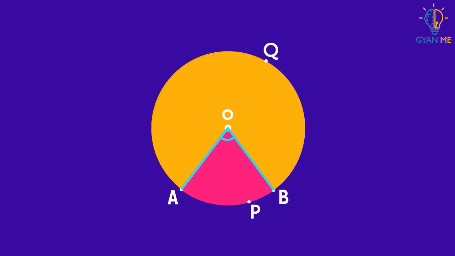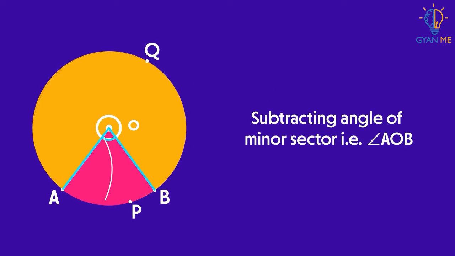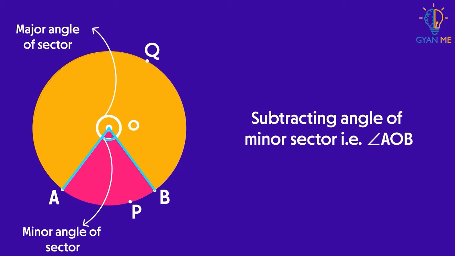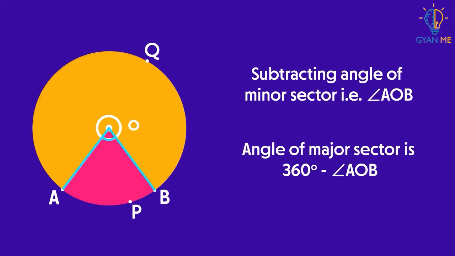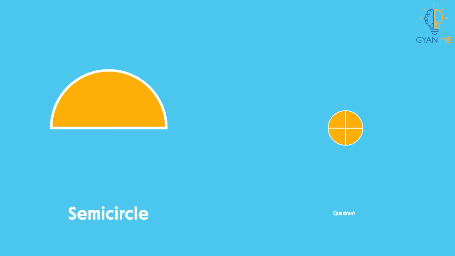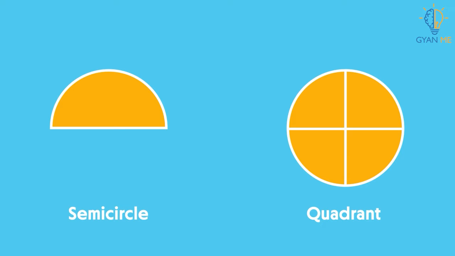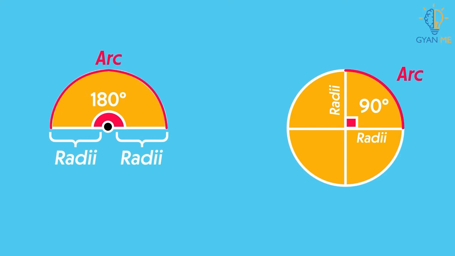Also recall that a full circle makes a 360-degree angle, and subtracting the angle of the minor sector, that is angle AOB, we will get the angle of the major sector. Therefore, the angle of the major sector is 360 minus angle AOB. Students, note that semicircle and quadrant, that is 1/4 of the circle, are also special types of sectors of a circle, such that their angles at center are 180-degree and 90-degree respectively.